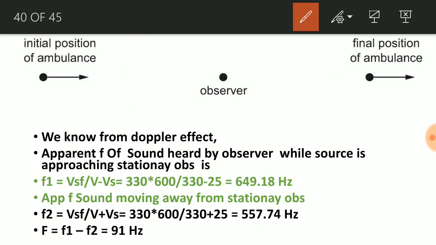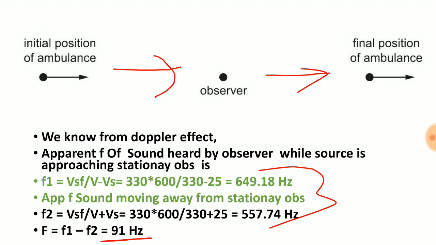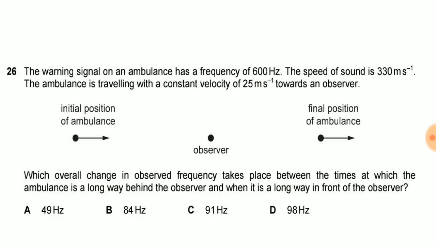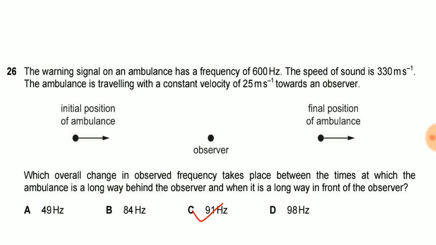According to the question, we need to find the change in frequency between approaching and leaving. On subtracting this, we will get 91. That 91 is the correct answer for question number 26. That is in option choice C. Option choice C is the answer for question number 26.